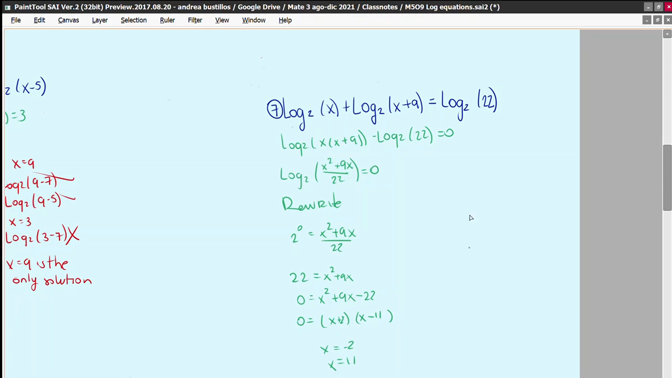So let's check those answers. First answer is minus 2. And notice that in the moment I plug that solution into the first logarithm, this is a negative argument, meaning that x equals minus 2 cannot be an answer. Now let's check x equals 11. Logarithm base 2 of 11 is positive, it checks out. Let's check the other logarithm. Logarithm base 2 of 11 plus 9, this is clearly positive, so x equals 11 is the only solution.